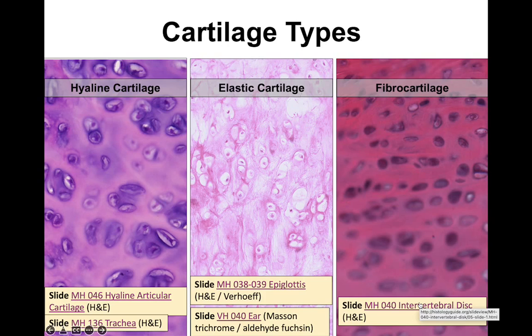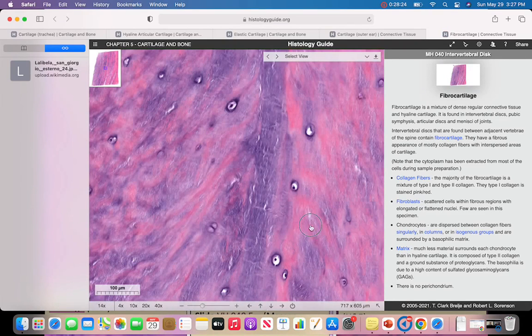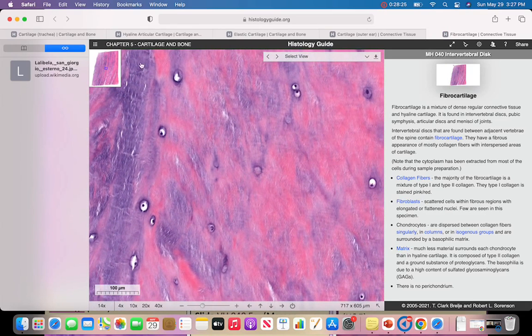One of the unique features of fibrocartilage is it lacks perichondrium. Fibrocartilage doesn't have perichondrium. So when you see a section of fibrocartilage, this is the outer part of the intervertebral disc, or the annulus fibrosus of intervertebral disc. So when you see the matrix, we'll see basophilic and eosinophilic areas. Where the proteoglycan dominates, the matrix becomes basophilic, and where the collagen fibers dominate, the matrix becomes eosinophilic. And these are chondrocytes.